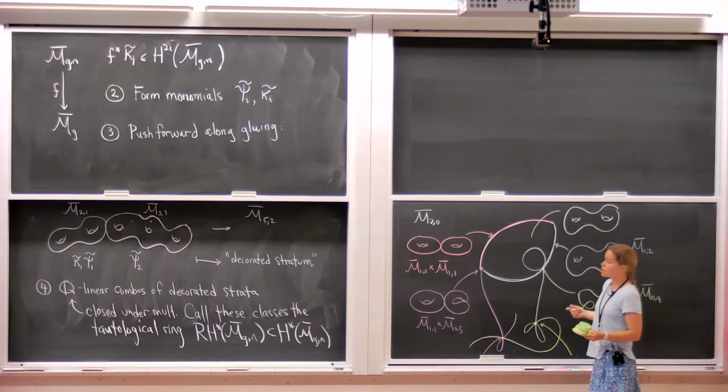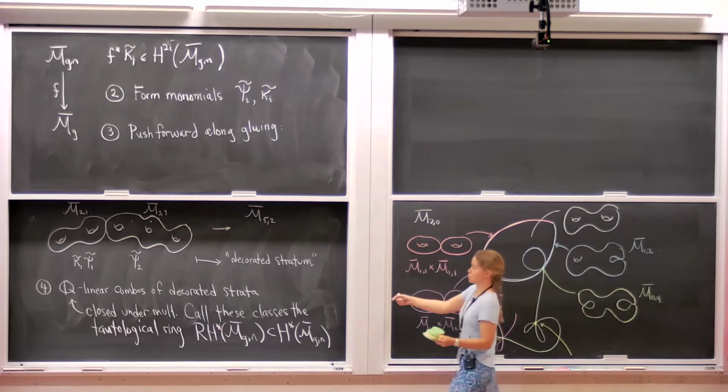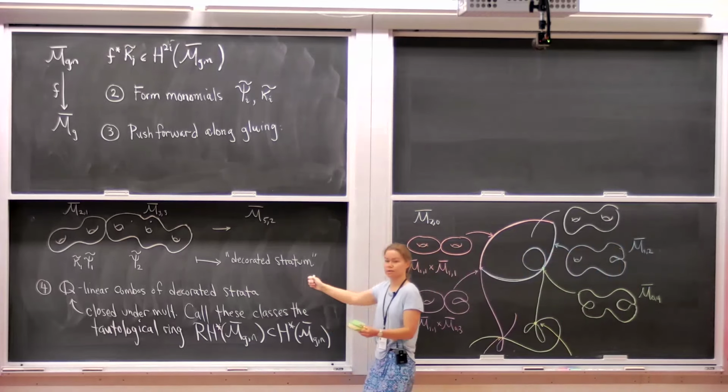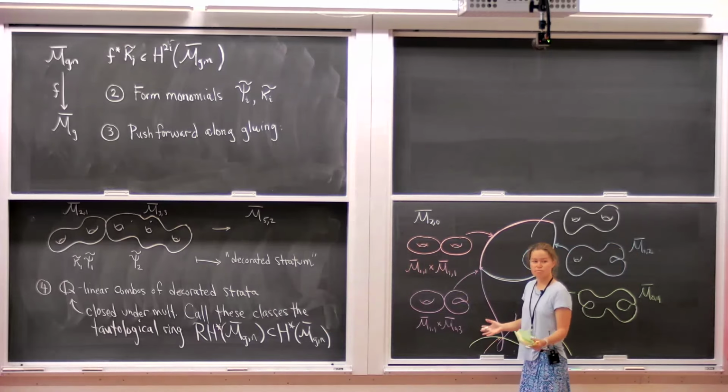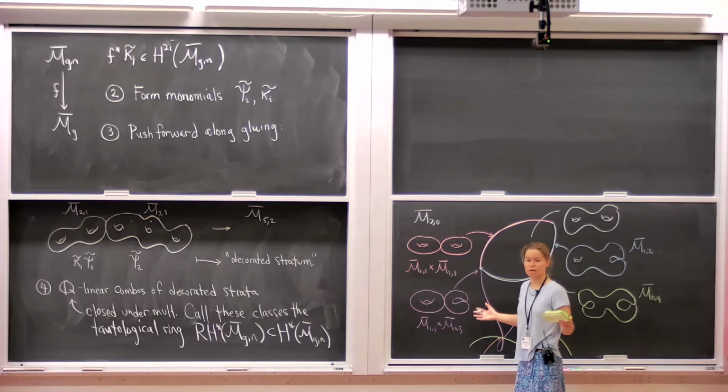Now, there are lots of known relations among decorated boundary strata. These are called Pixton's relations, which generalize the Faber-Zagier relations. And conjecturally, people believe that these known relations are all relations, but that is still an open question.